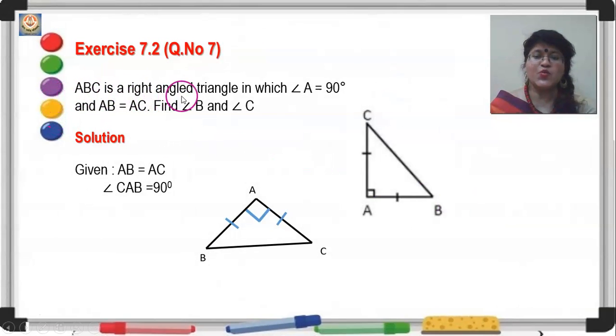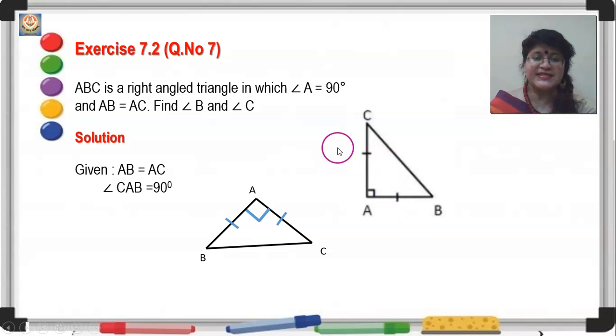Triangle ABC is a right angle triangle with A as 90 degree and AB is equal to AC. You have to find in this angle B and angle C. So this is the diagram. Diagram is not given in the textbook. You are expected to draw the figure. You could either draw it in this manner or you could even draw it like this. Both are correct. So A is 90 degree and it is given that AB is congruent to AC.